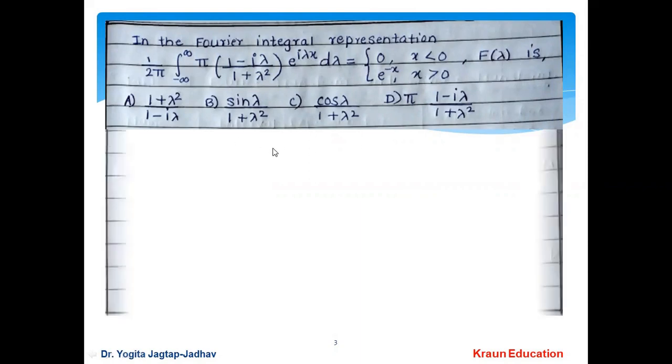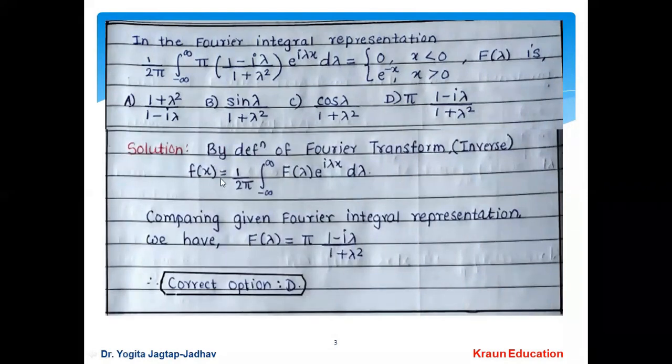As you know the definition of the Fourier transform, by definition we have f of x equal to 1 upon 2 pi integration from minus infinity to plus infinity F of lambda times e raised to i lambda x d lambda. When we compare the given expression with this definition of inverse Fourier transform, we can write the value of F of lambda as pi times (1 minus i lambda) upon (1 plus lambda square). That is, the coefficient of e raised to i lambda x is representing the value of F of lambda. Therefore, in this example, F of lambda is equal to pi times (1 minus i lambda) upon (1 plus lambda square). Therefore, the correct option is option D.